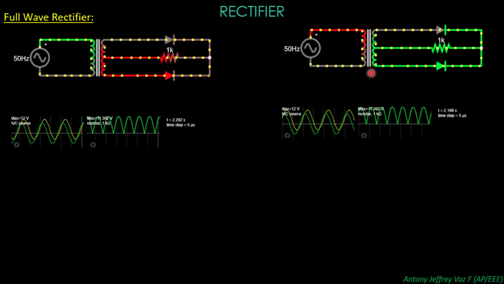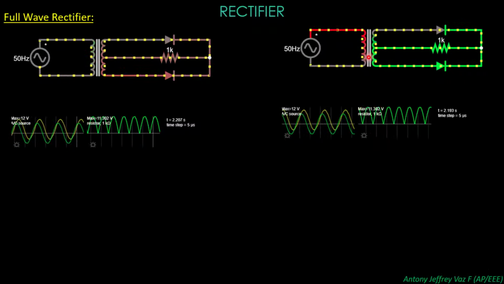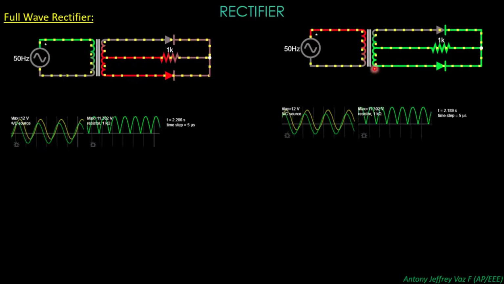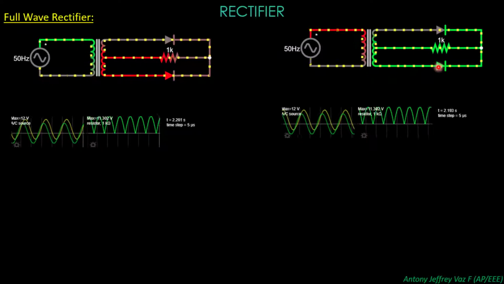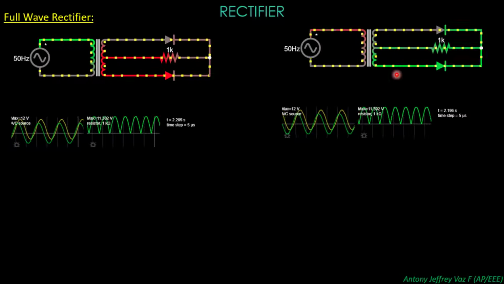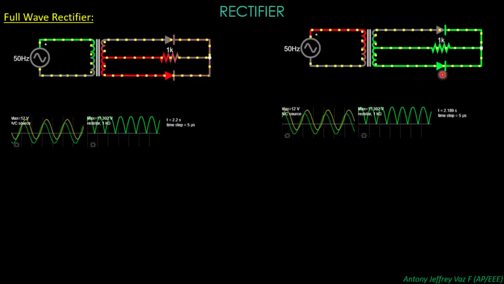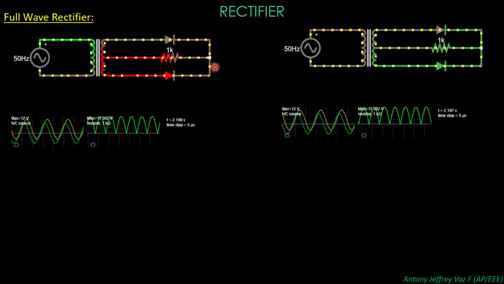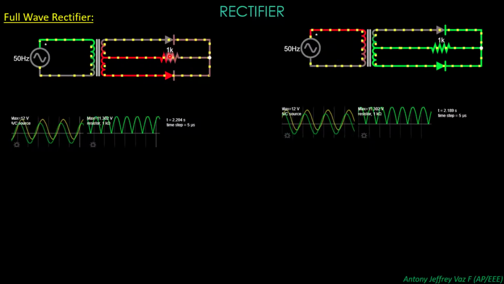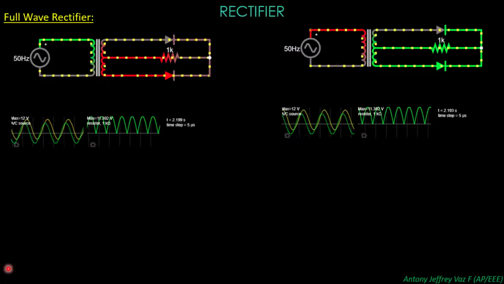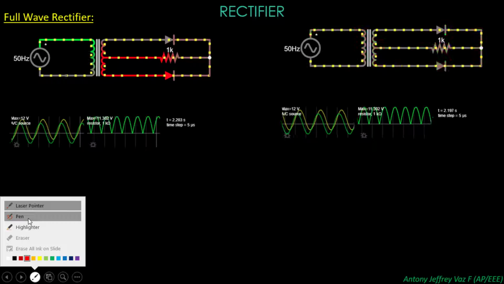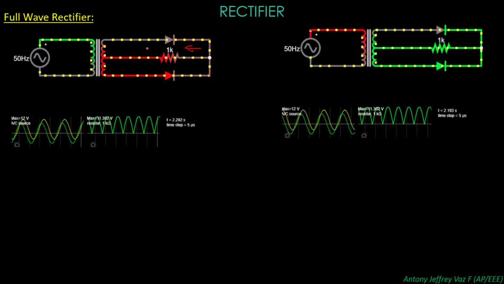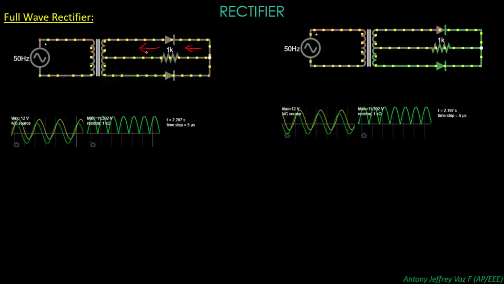Now the negative peak which you apply here makes the bottom terminal of the transformer the reverse peak. So what happens is this diode, that is diode 2, will be forward biased, and it will start conducting the current in this direction. So in both the cases you can see the electrons entering the resistor in this position, and leaving the resistor in this direction.